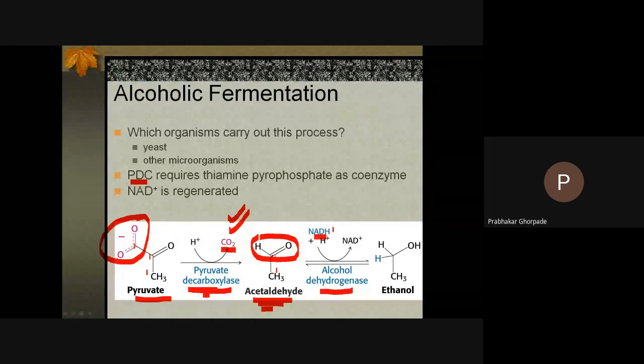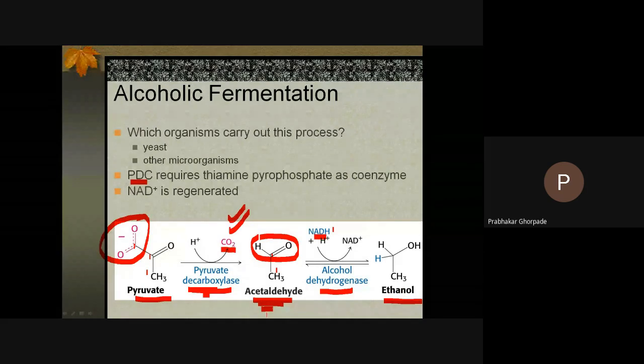Again, if acetaldehyde is there, we have one enzyme, alcohol dehydrogenase. What does this enzyme do? This alcohol dehydrogenase catalyzes an oxidation reduction reaction in our body. Oxidation reduction means hydrogen addition or removal, or oxygen addition or removal, that is the redox reaction. So acetaldehyde is there. Now NADH is there. So what is happening? This hydrogen is getting attached here, and we are getting ethanol. So acetaldehyde gets converted into the ethanol molecule.